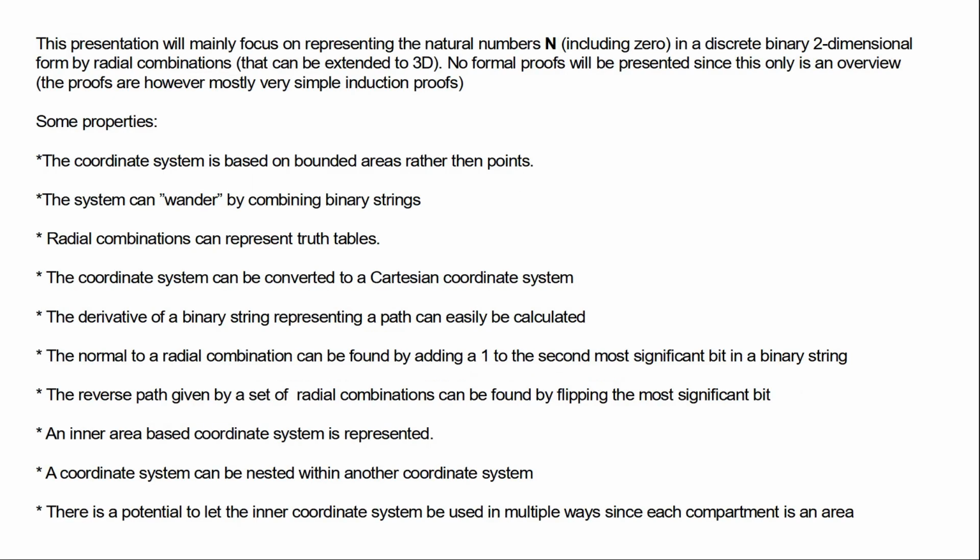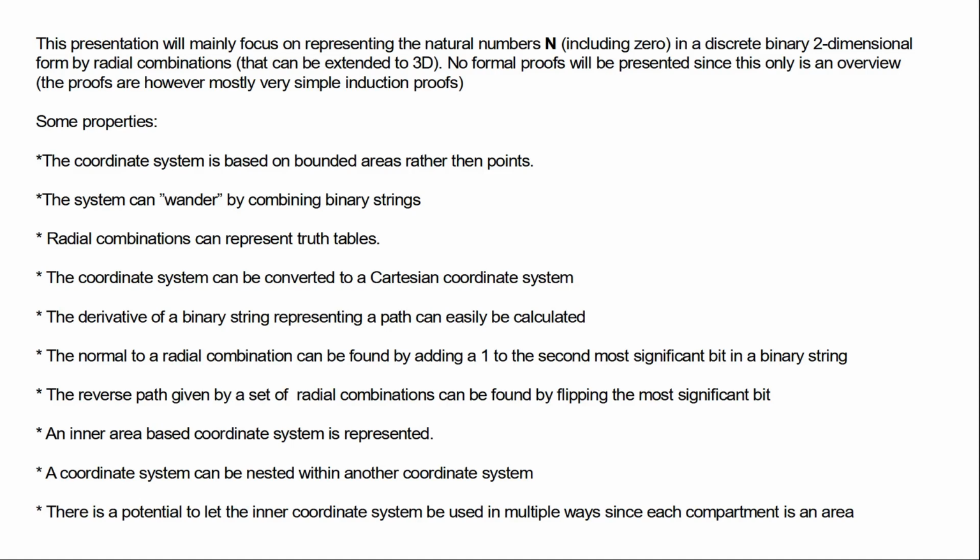This presentation will mainly focus on representing the natural numbers n, including 0, in a discrete binary two-dimensional form by radial combinations that can be extended to 3D. No formal proofs will be presented since this is only an overview. The proofs are, however, mostly very simple induction proofs.